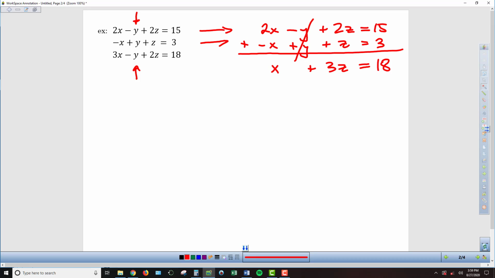And so then I'm going to do the exact same thing. I'm going to add together the bottom two equations. So when I add those bottom two equations, I'll go ahead and do that in blue, I'm going to get the same result.